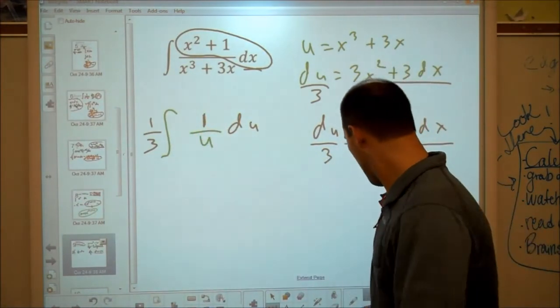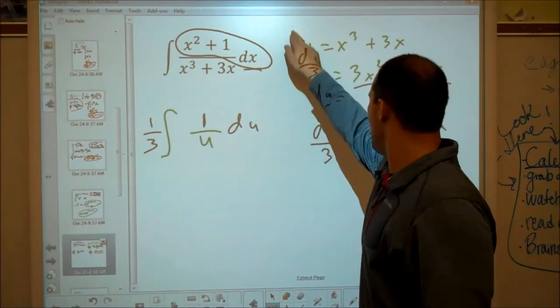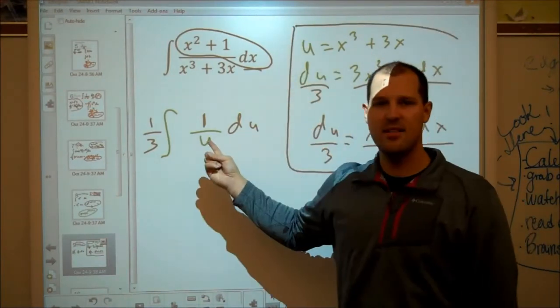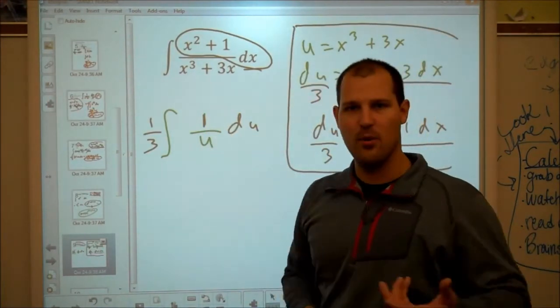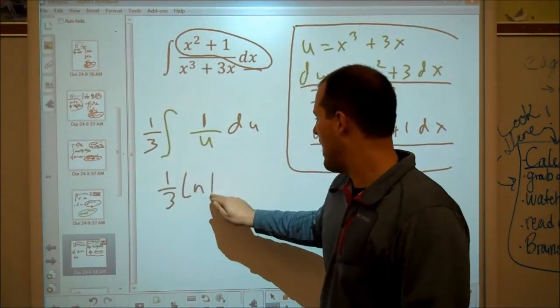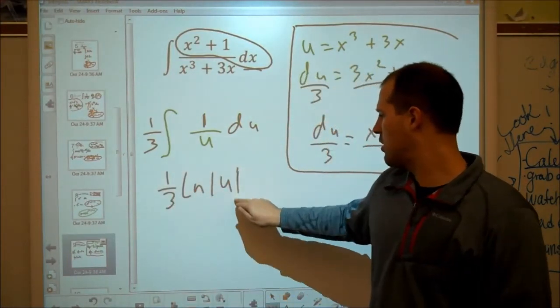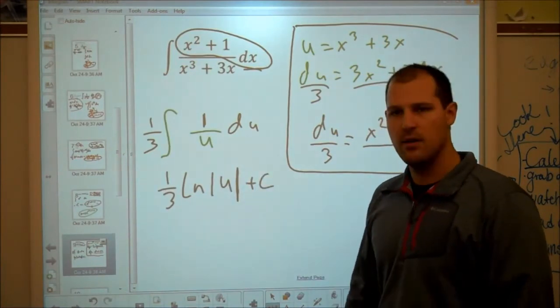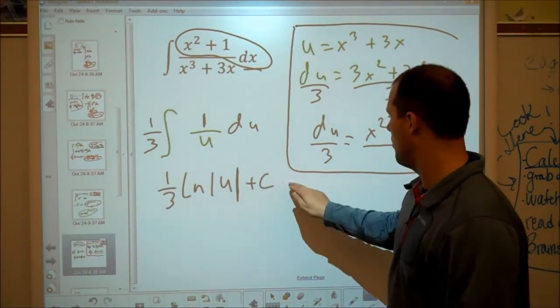And so now I'm good. Now you'll have to remember that when you have a form like this, 1 over a variable, that came from a natural log. So this is 1/3 natural log absolute value of u plus c. Let's make the substitution backward and we'll be done.